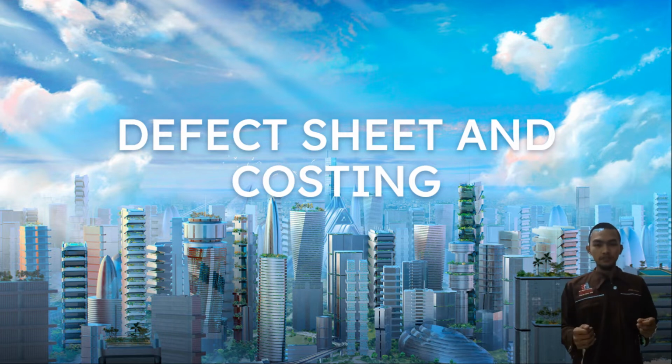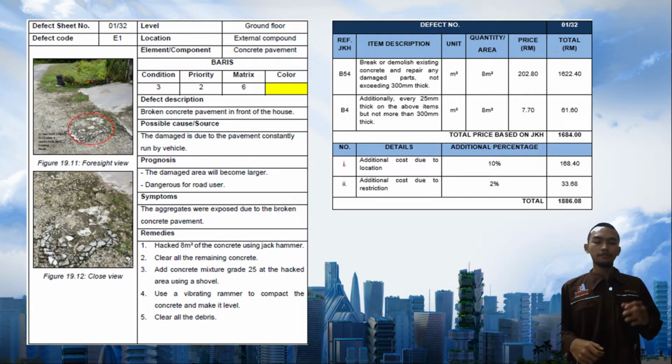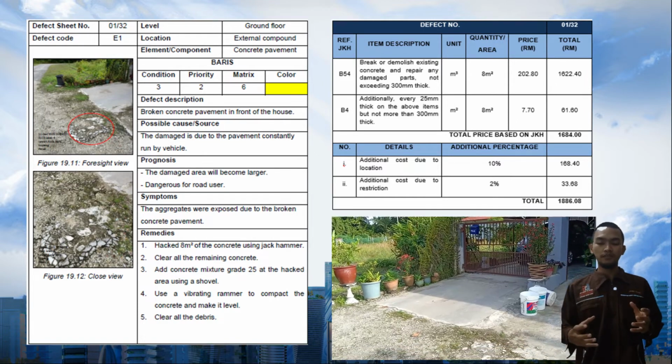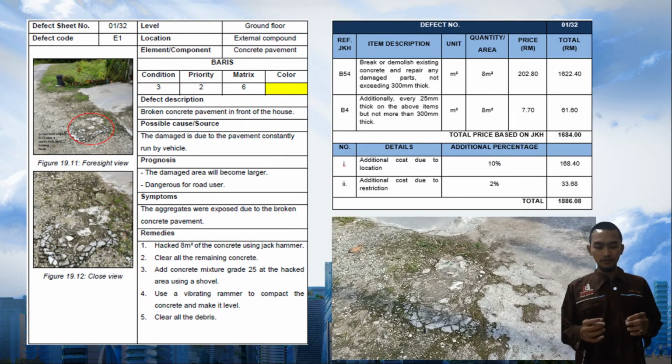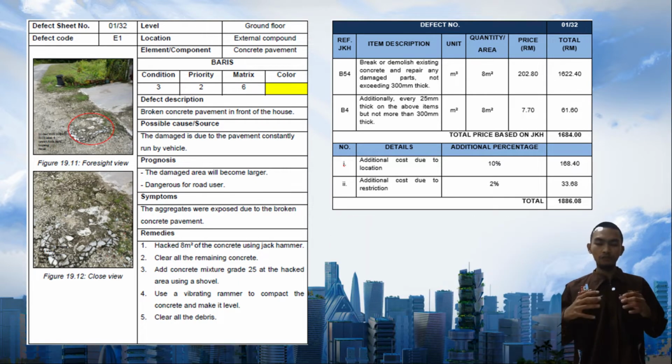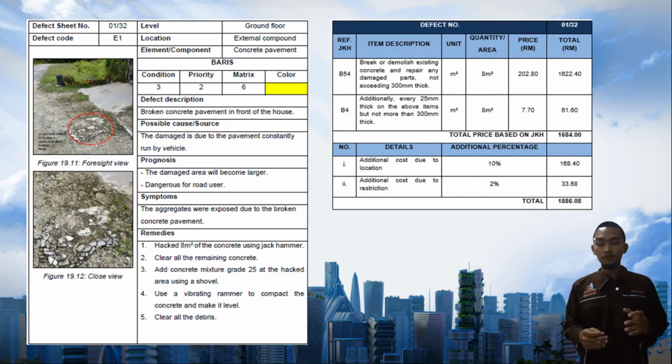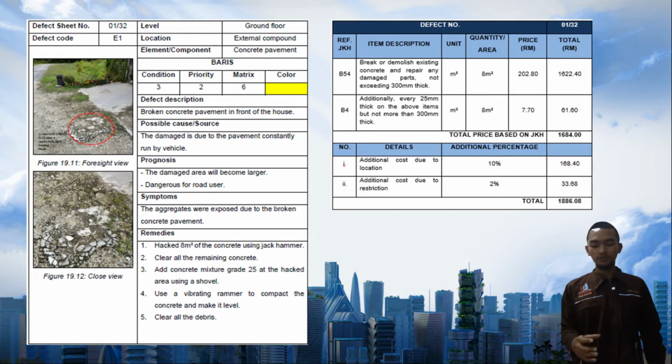I'm going to continue this presentation to tell you about the defects that we found in our case study. Okay, the first defect is broken concrete pavement in front of the house. This defect is possibly because of vehicles running over it and getting too much load. For the repairing work, I suggest to hack 8 square meters of the concrete using a jackhammer and clean all the remaining concrete. And then add concrete mixture, which is grade 25 at the hacked area.